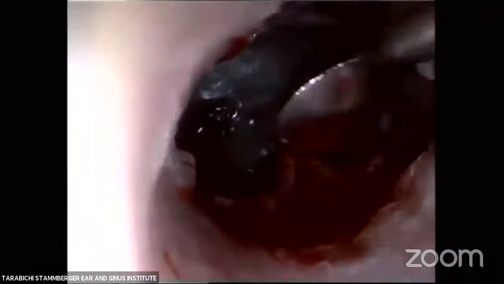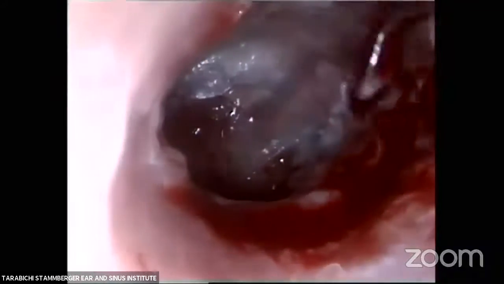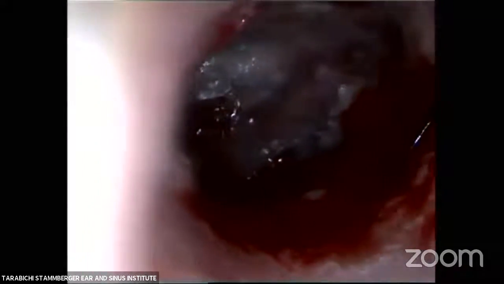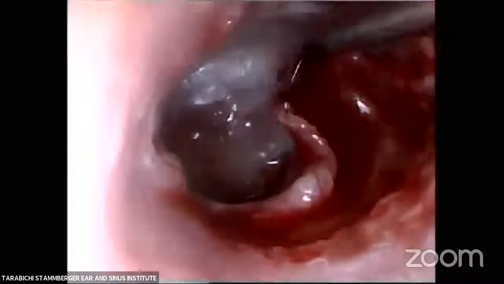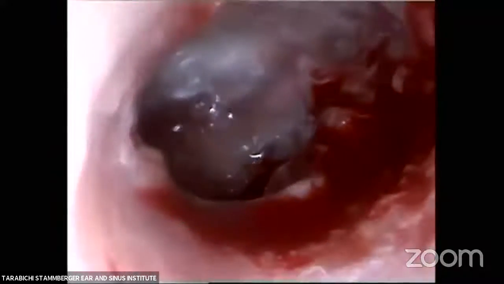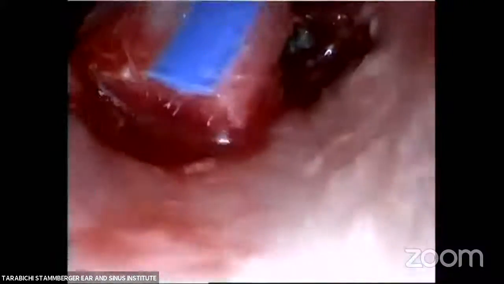So once I make the cuts, I usually use a lot of pledgets. I always have 2 or 3 pledgets. I use a lot of irrigation. All of these are very, very helpful in these cases for endoscopic ear surgery. These are soaked with epinephrine.